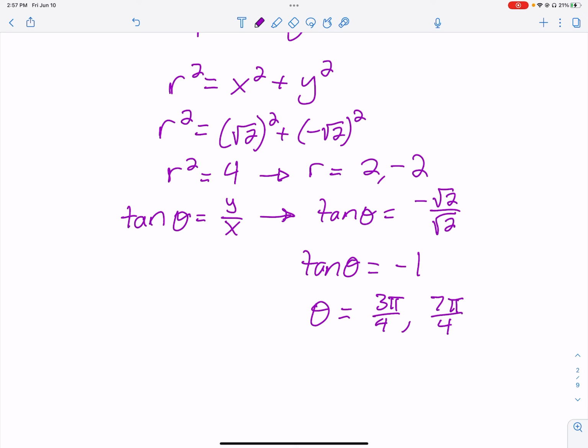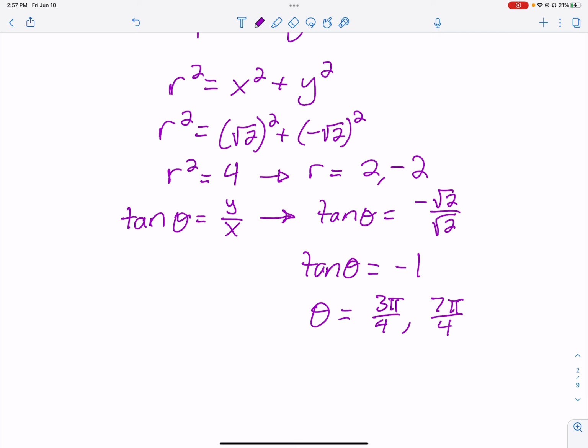All right, we're looking for when x and y are the same magnitude. And I know the radian thing, I know you guys are probably whining about that, and that's okay, I understand, but we got to get used to it. It's just how it is in calculus. So 3 pi over 4, 7 pi over 4, and we have a bunch of different answers now. I have 2 r answers, 2 theta answers.